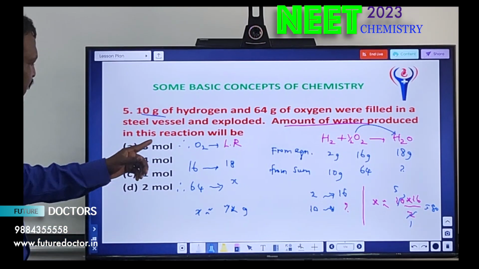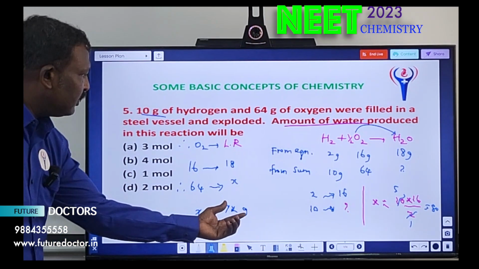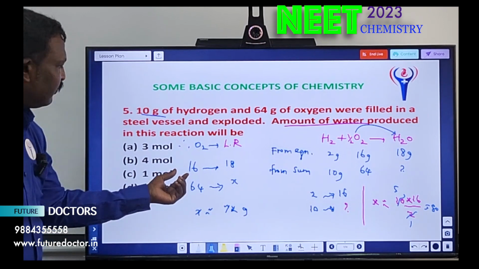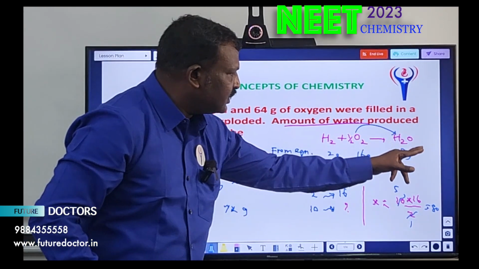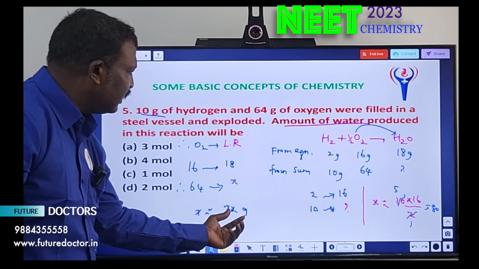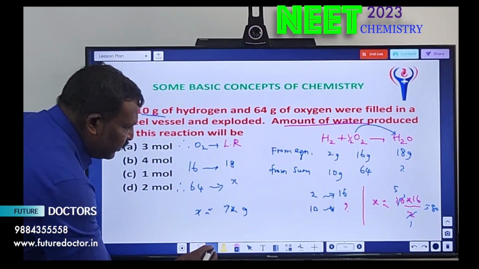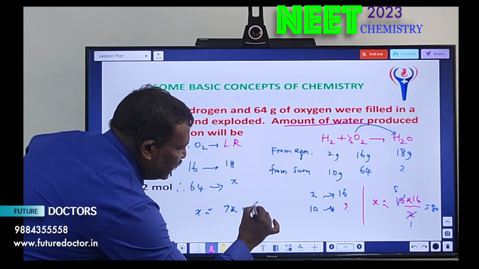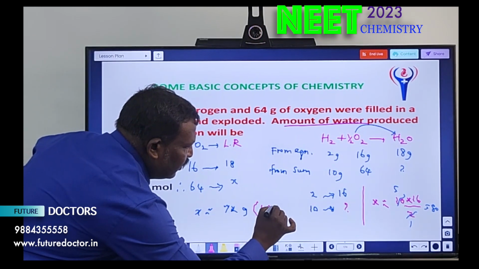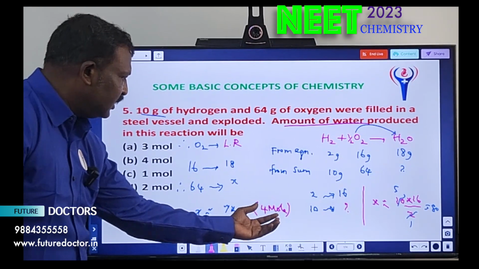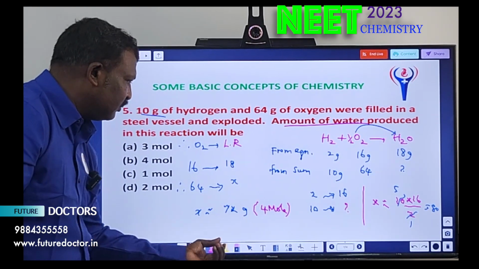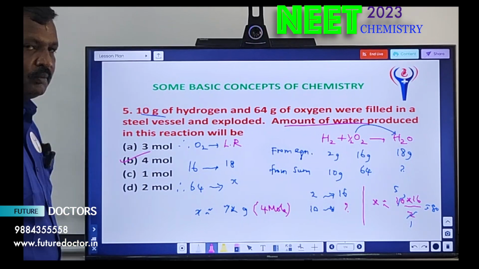But they're asking in mole. 72 gram of water. So 1 mole of water is what? 1 mole of water is 18 gram. Therefore, 72 gram is nothing but how many moles? That is 4 mole. Understood? Are you following? 4 moles of water is nothing but 72 gram of water. Both are same. So answer is what? B is the correct one.